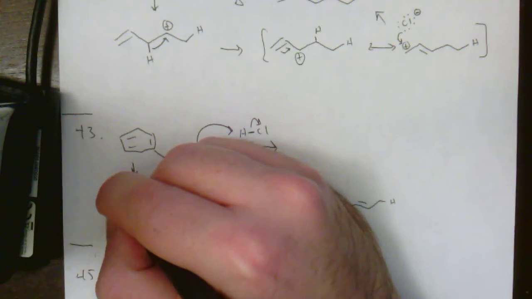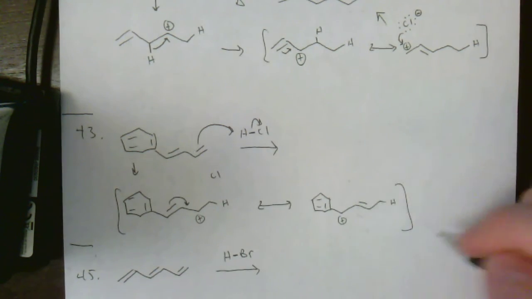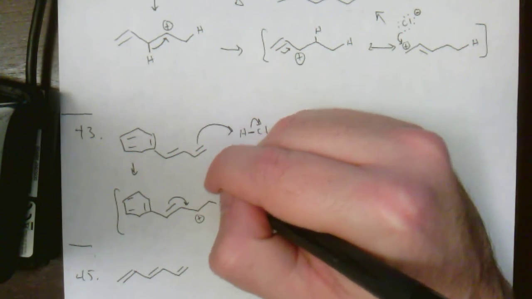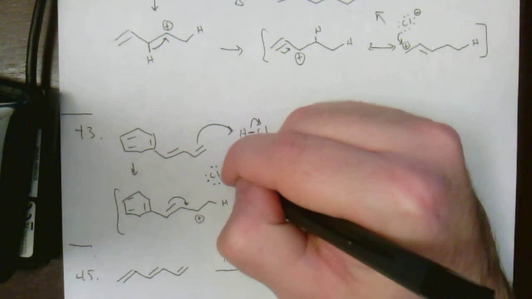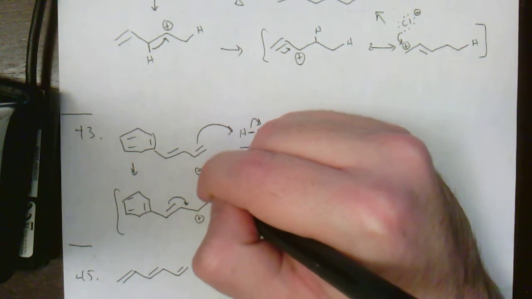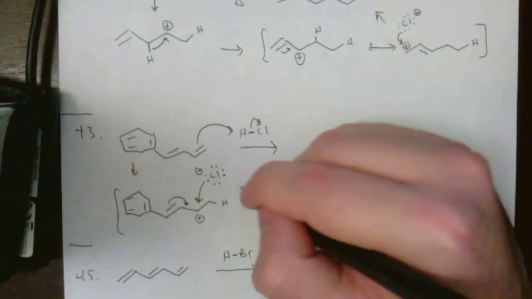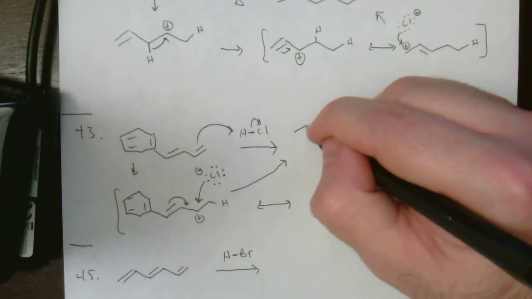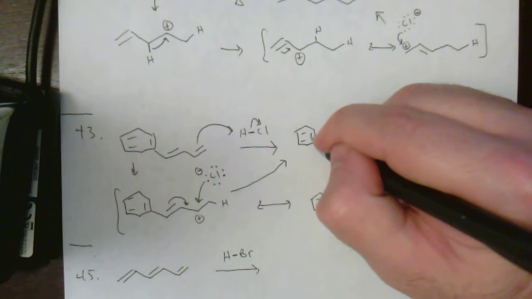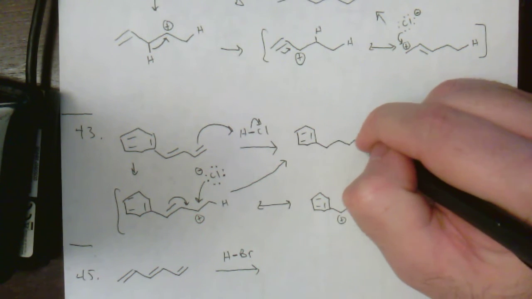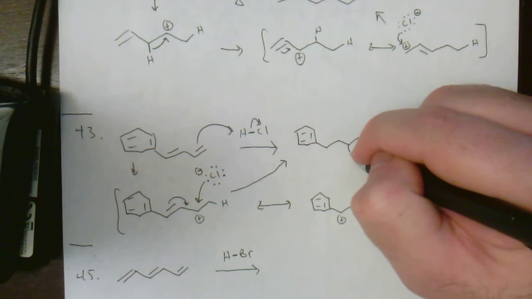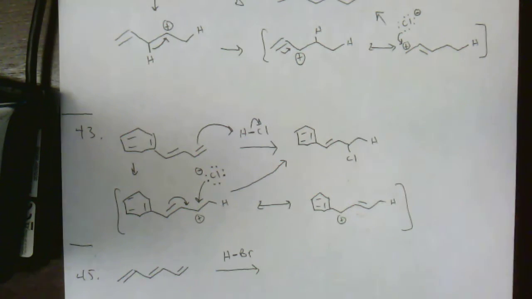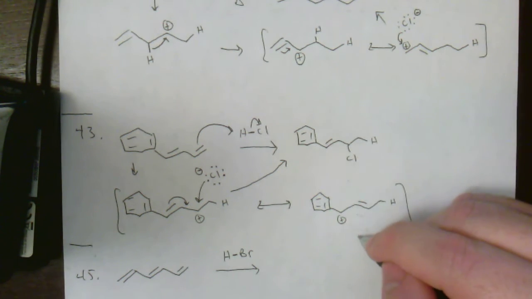So either of these two resonance forms can be attacked by my chloride nucleophile. If I attack here, that's going to give me my first product, with my chlorine here and my double bond here. If I have a chloride attack this one, that gives me my other product.